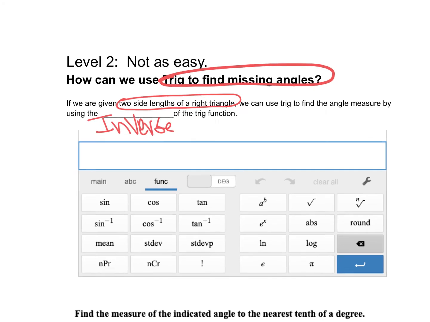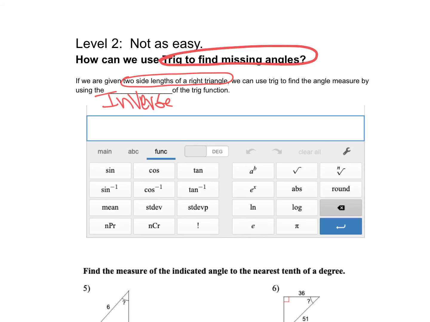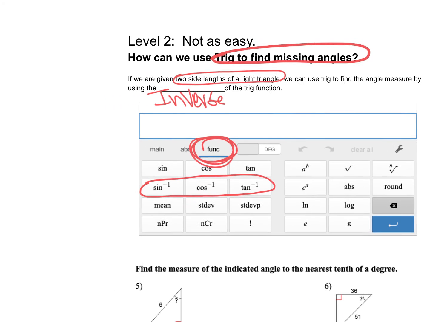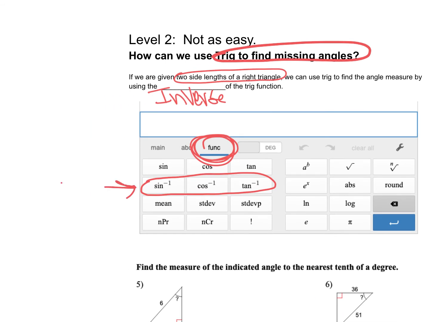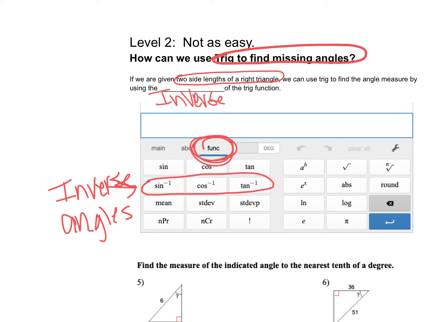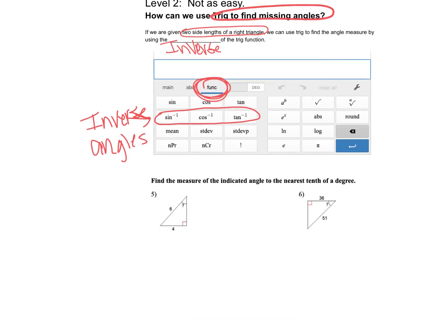And on your Desmos calculator, the inverse of the trig function, if you go to your home screen, you have to click on the functions button. And if you notice, it will bring up the sine, cosine, and tangent with the -1 next to it. These are your inverse functions. And those are the ones that you're going to use to find angles. Okay, so let's take a look at how that actually works.